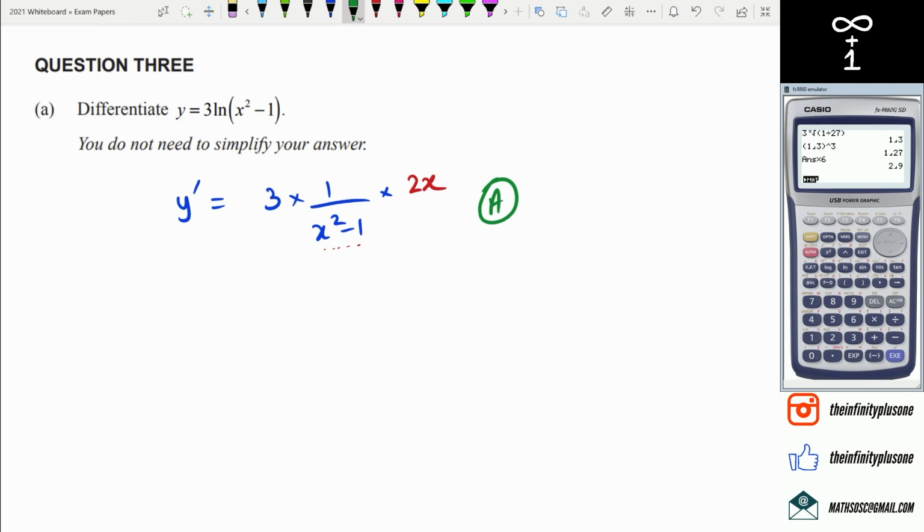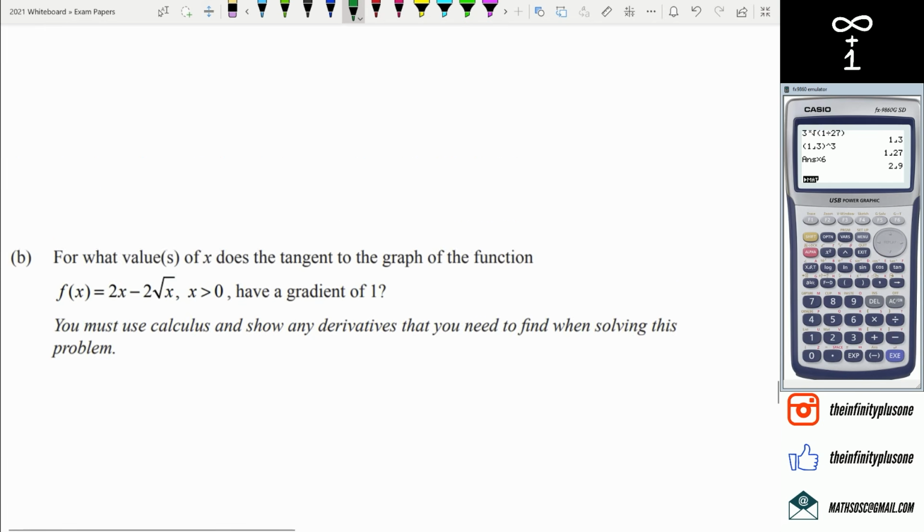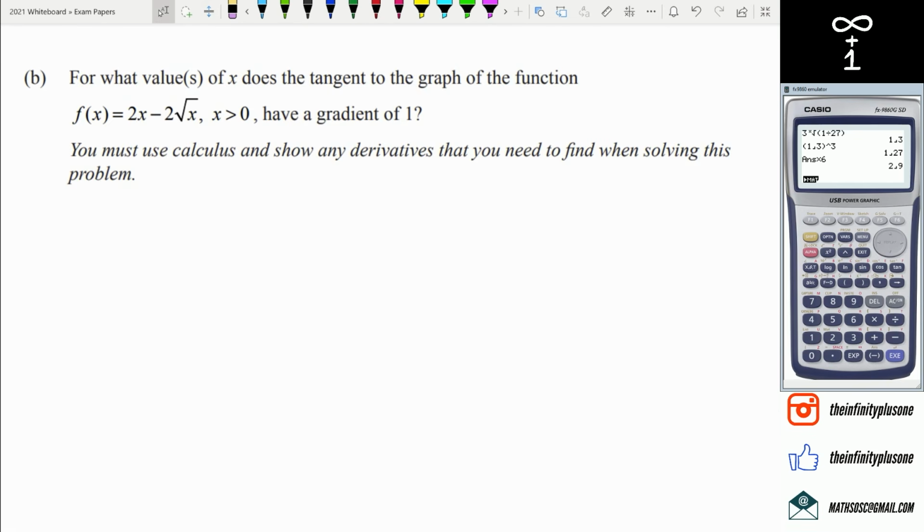It's funny, right? Whenever I look at these level 3 calculus papers, the first 2 questions I end up finishing in less than 5 minutes for the whole paper. But then the other questions take an immense amount of time. Anyway, going on to question B, what have we got?